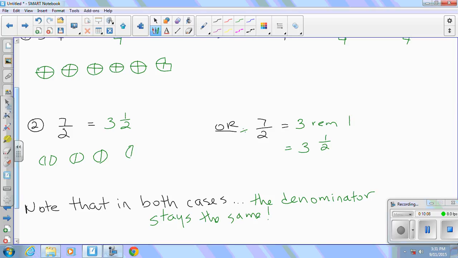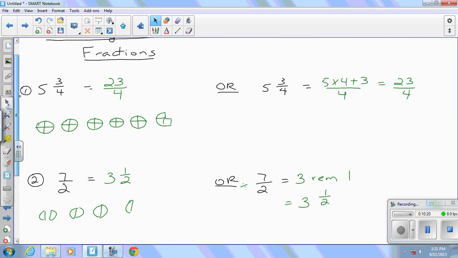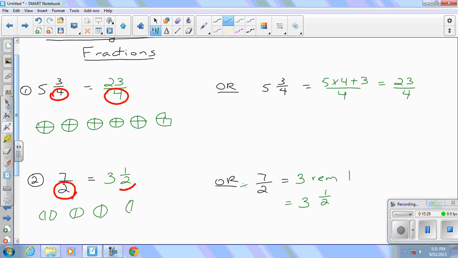Okay, so in the first example, we were dealing with quarters both times, both methods, both representations, whether we were working with the mixed number or the improper fraction, both of them are dealing with quarters, okay? And in the second example, both the improper fraction and the mixed number, we're still talking about how many halves that we have, okay? And that's it for this little quick introduction to fractions and rational numbers.